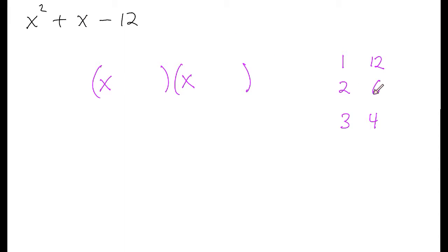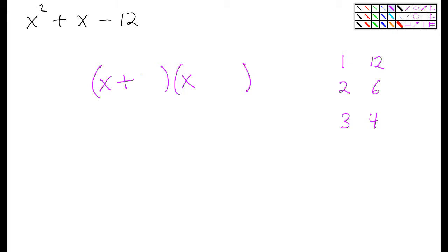And remember, one of these has to be negative because these actually have to multiply to give me minus 12. So this is where you really have to think a little bit. 1 and 12, there's no way those are going to add or subtract to give me 1. Same thing with 2 and 6, but I'm thinking 4 minus 3 is what I want. So a plus 4 and a minus 3, those are the two numbers that I put inside my parentheses.